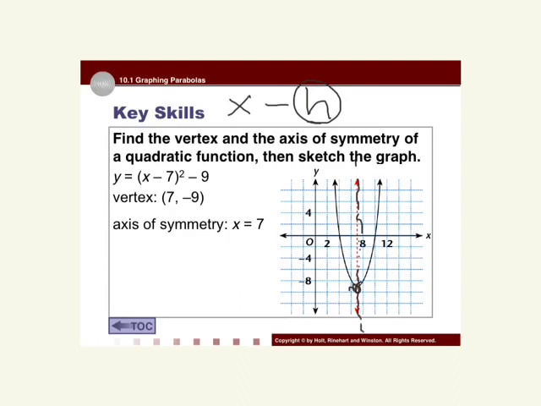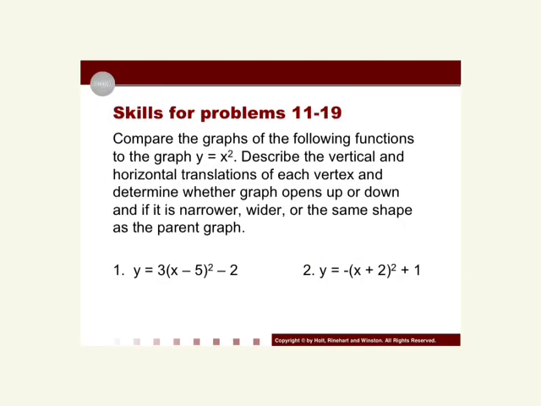And again, we'll talk a little bit more about how we make our graph, but usually we would use a t-chart and plug in two values to the right of my vertex. So since the vertex coordinate is 7, I'd plug in 8 and 9 to find y values that pair with that. And I'll demonstrate that later in the video. So here, we're not even worried about graphing it. We're just worried about describing how this is different from the parent graph.